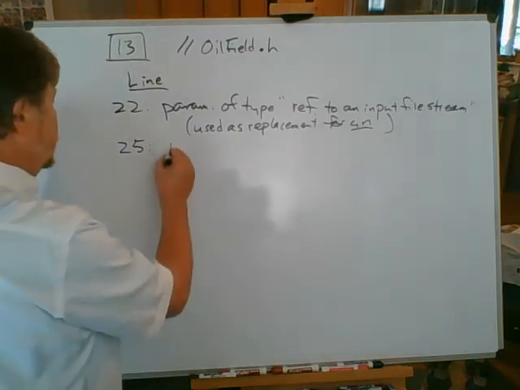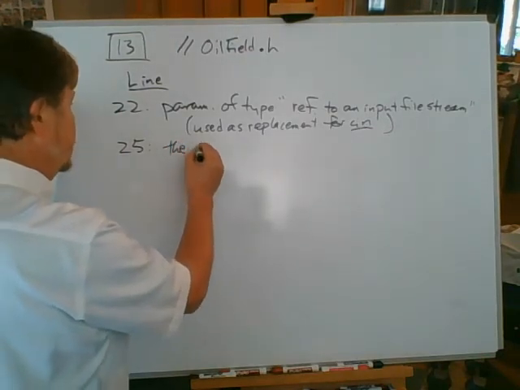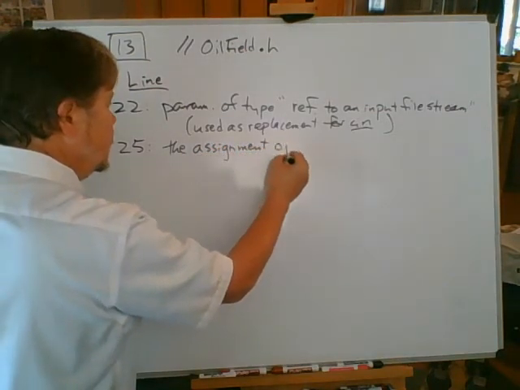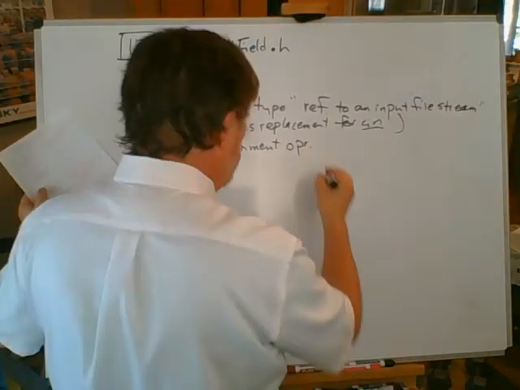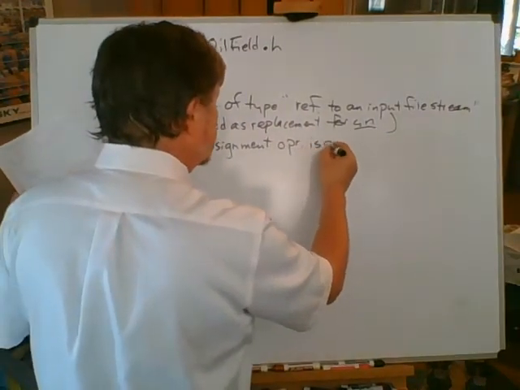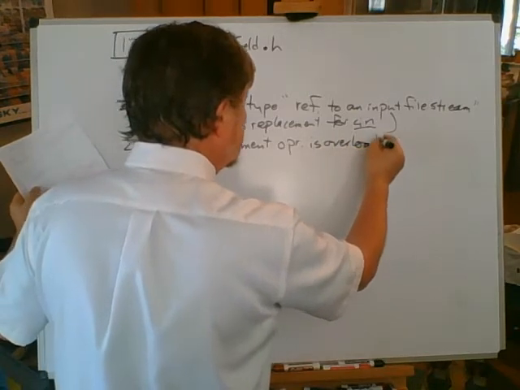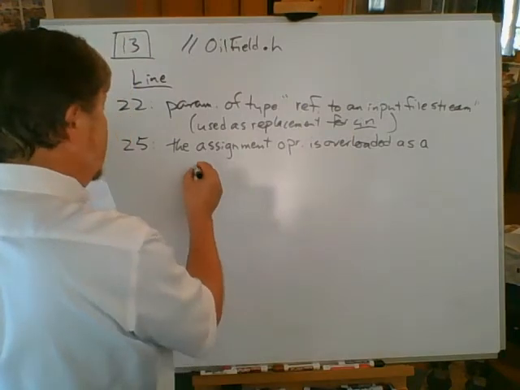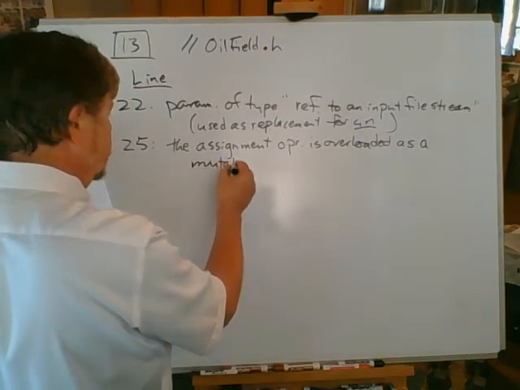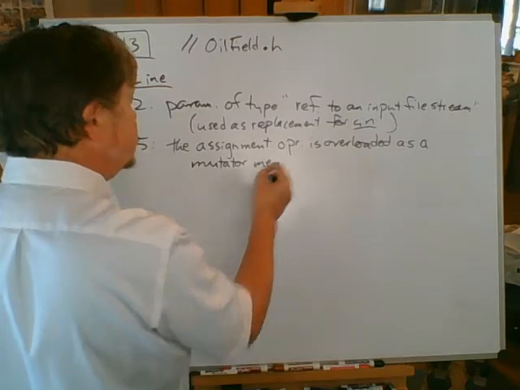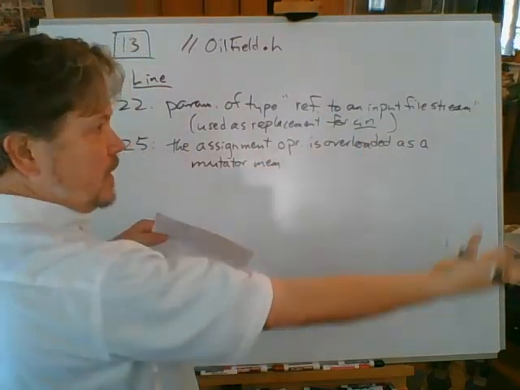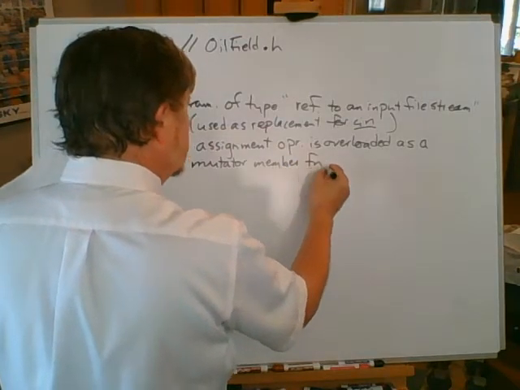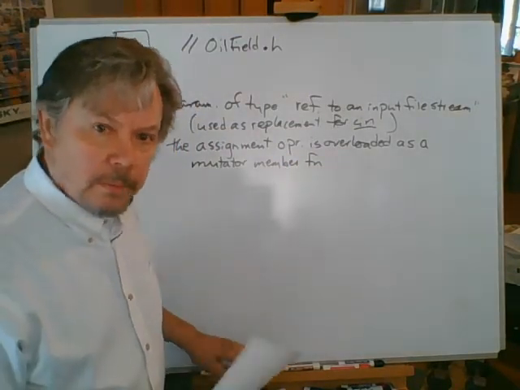The assignment operator, on line 25, the assignment operator, OPR for short, is overloaded as a function. Overloaded specifically as a mutator member function. Got to be a mutator. It's got to change where we are. We're copying somebody else into us. Mutator member function. I kicked the board. I hope it's still right in place on the screen.